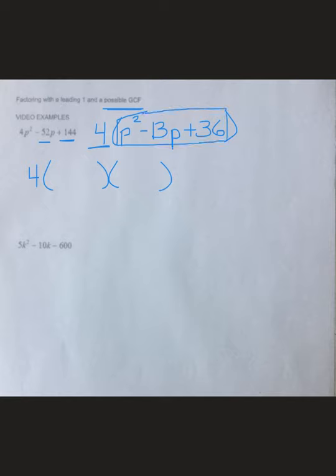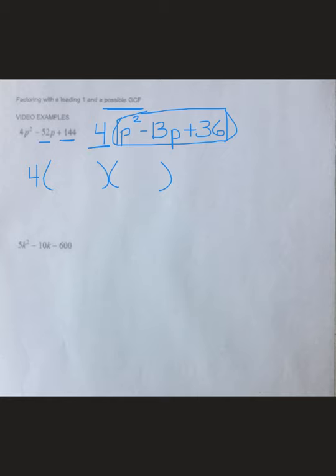And remember, when you factor a number out, it's basically division. So 4p squared, if I divide out a 4, you're going to end up with 1p squared. 52 divided by 4 is 13. 144 divided by 4 is 36. Bring the 4 along, forget it exists, just move it down. And now all I'm focusing on is factoring this piece right here.